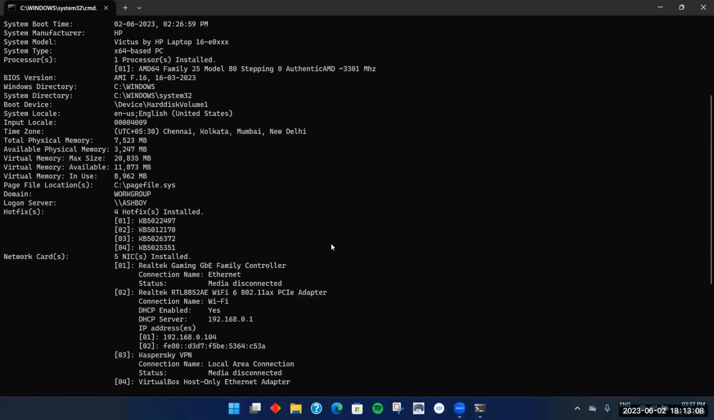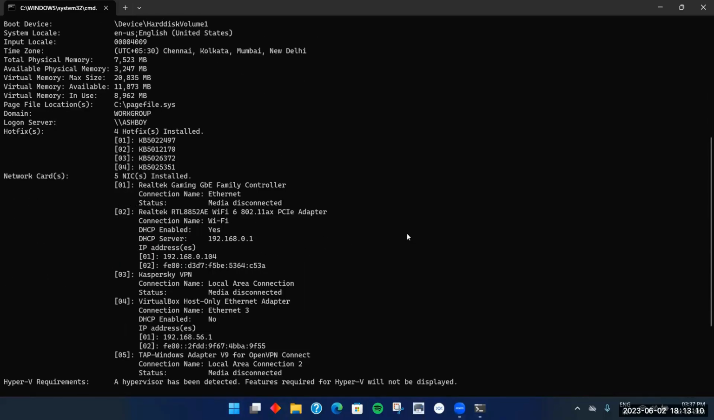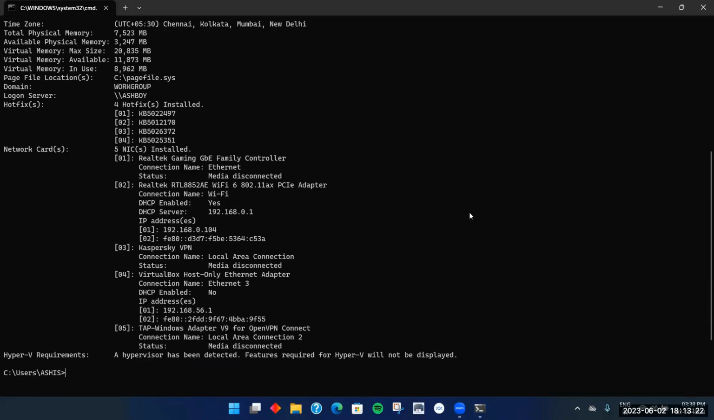Network cards, 5 NICs, network interface cards installed. They are Realtek gaming. These are the interface cards basically. So this is basically about the computer information. Let's do one another command.